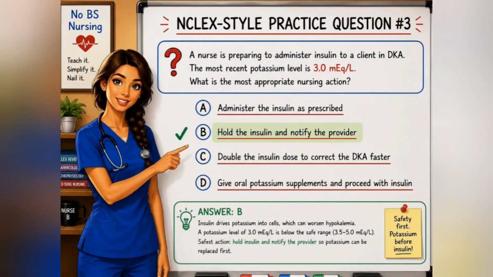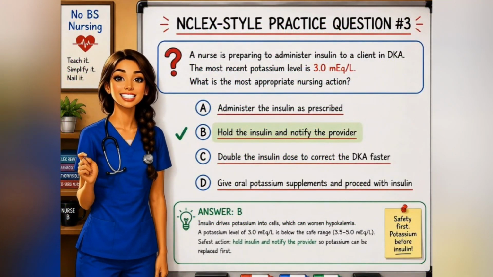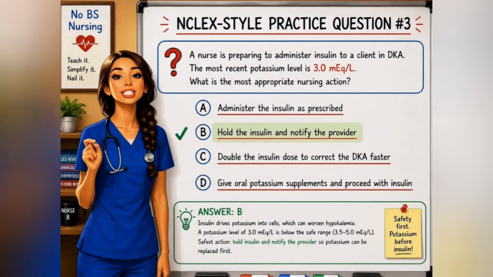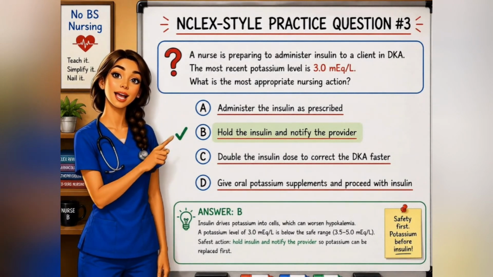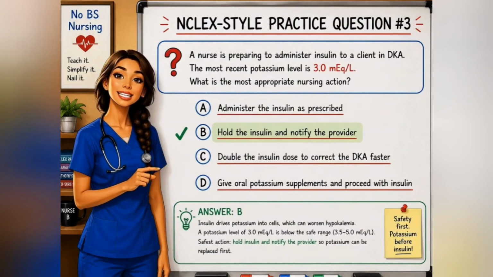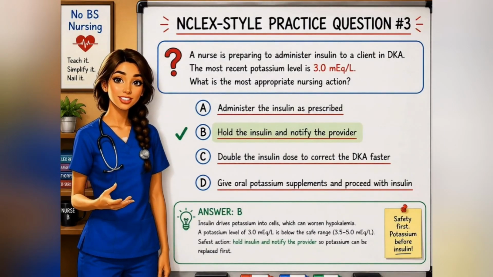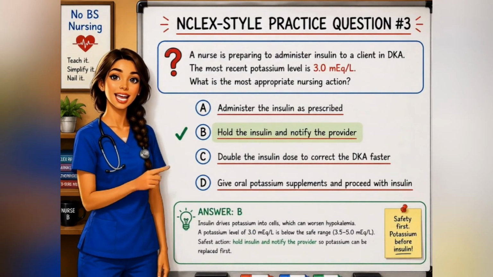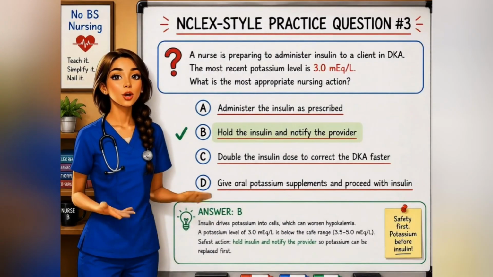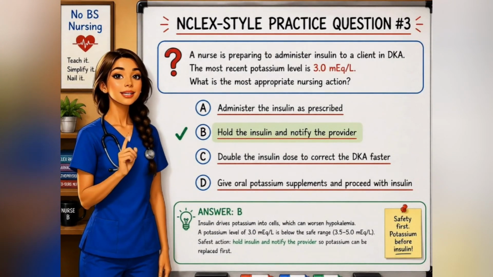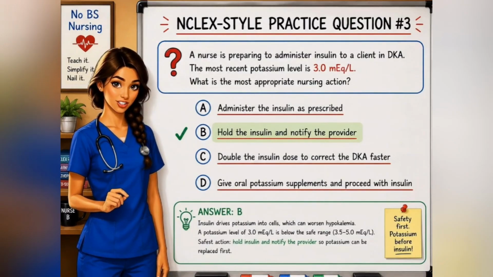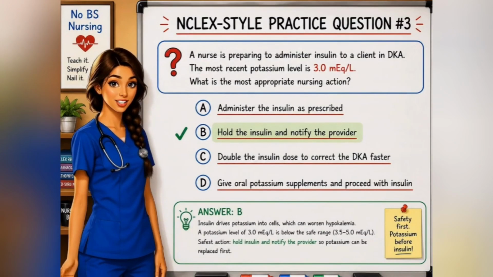Answer: B. Insulin drives potassium into cells, which would worsen the existing hypokalemia. Normal range is 3.5 to 5.0. Giving insulin with a potassium of 3.0 risks life-threatening cardiac arrhythmias. Always correct potassium before or alongside insulin in DKA. This is a safety-first NCLEX question. When in doubt, hold and notify.